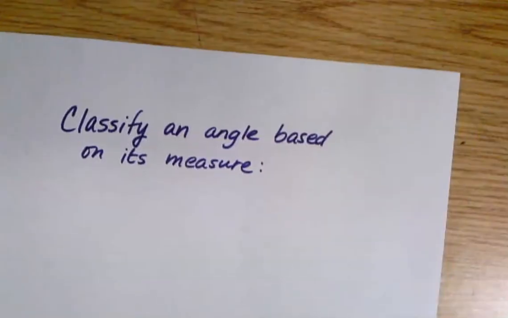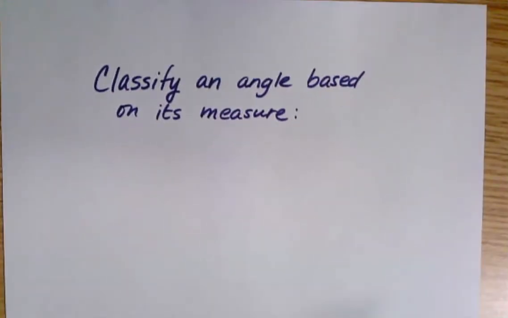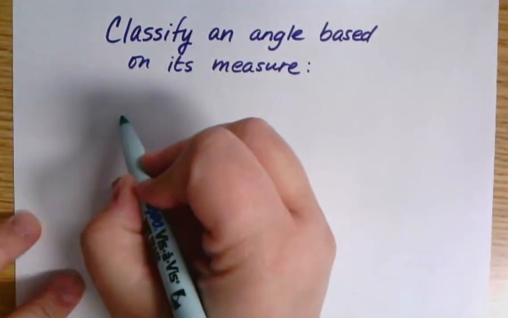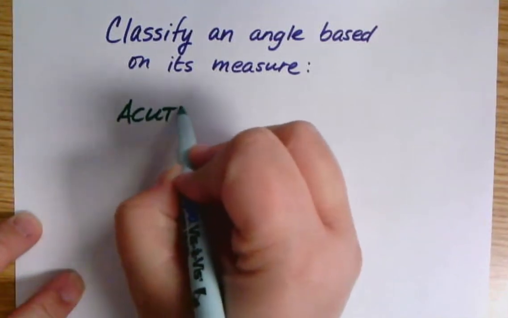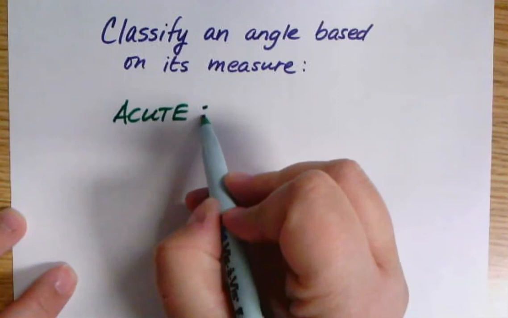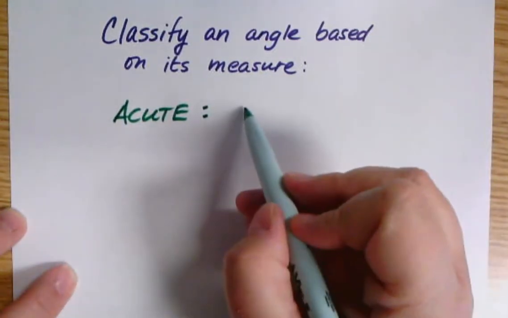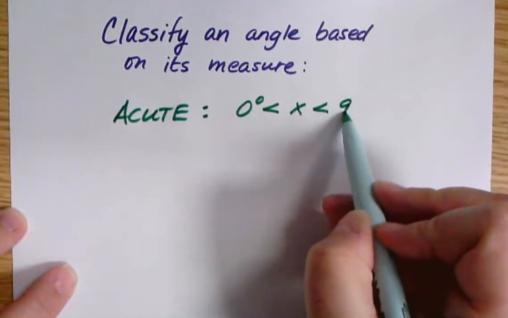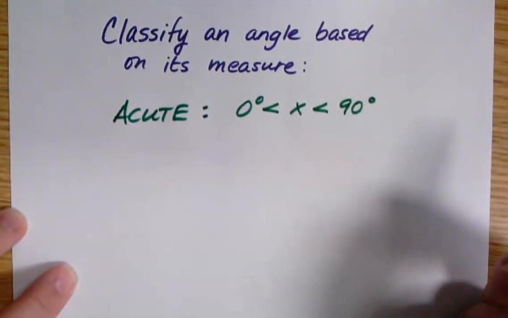So let's start out with the very simplest way to look at some angles, and that is their size, classifying them. And I know that you know this. Just a quick reminder: acute angles are angles that measure between 0 and 90 degrees. Let's say X is my angle measure.